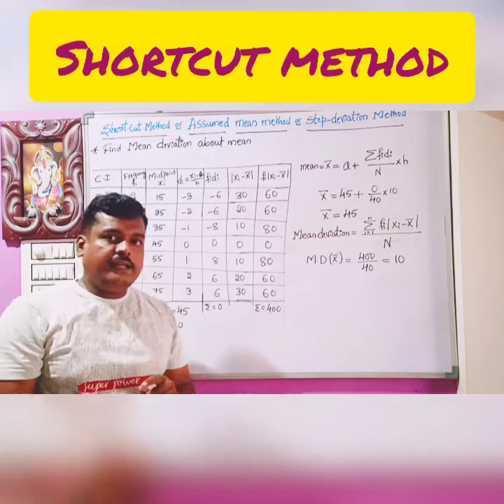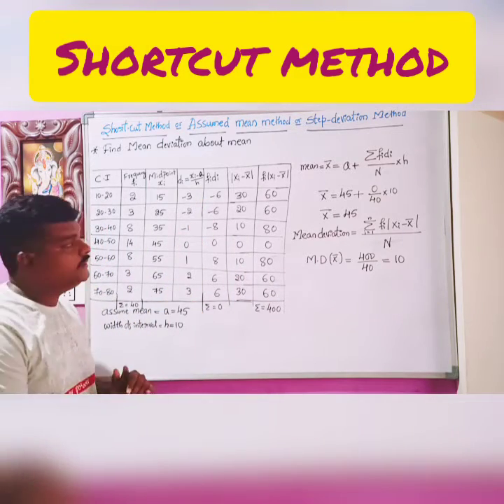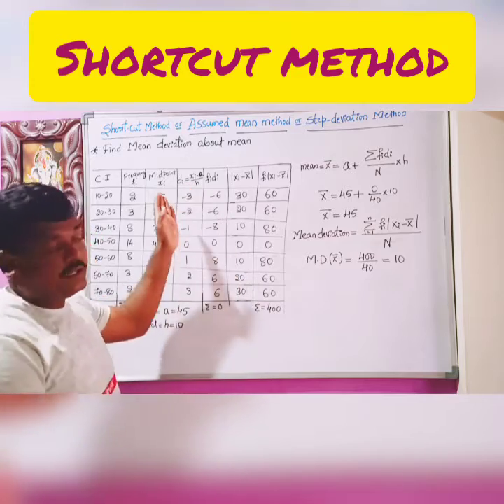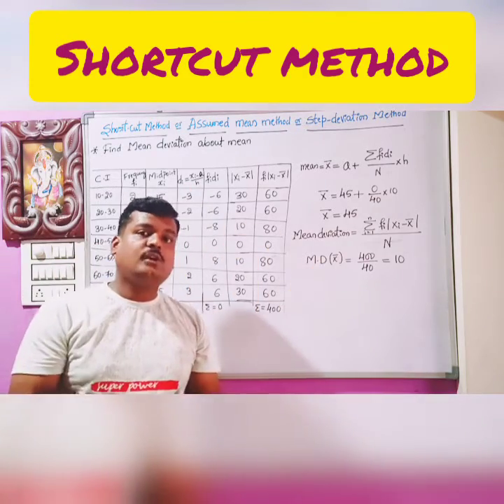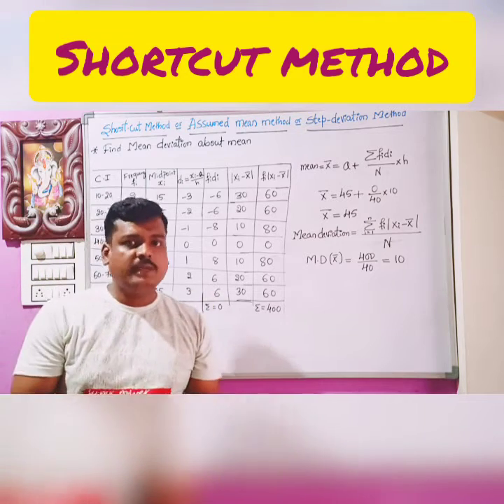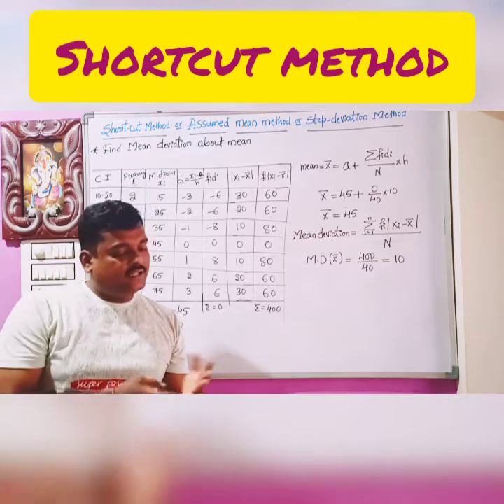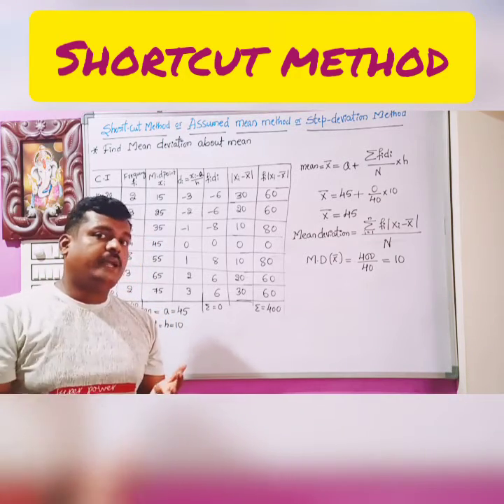After finding di, we find fi into di. Yes, fi into di. This is to find the actual mean. So this is the assumed mean, 45. Sometimes the assumed mean may be equal to the actual mean. In this problem, the assumed mean is going to be equal to the actual mean.